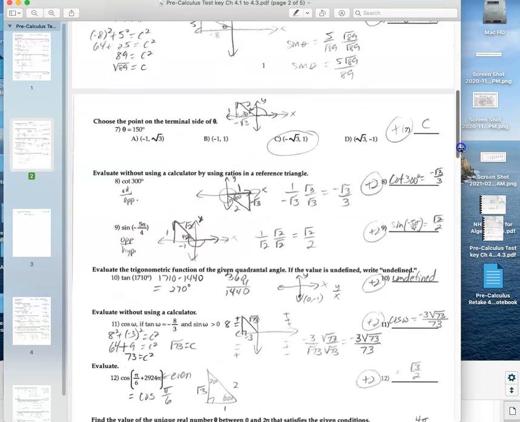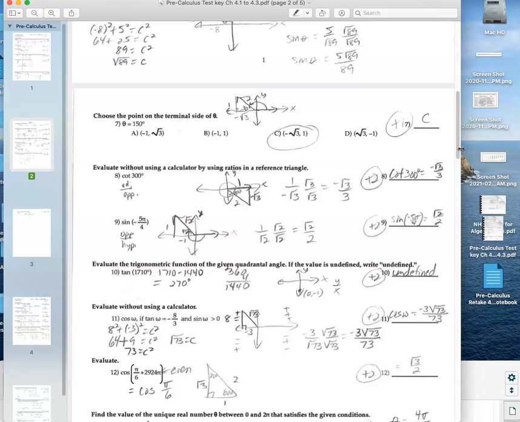Next up, evaluate without using a calculator by using ratios in a reference triangle. That tells us we're talking about 30, 60, or 45 as we look at these. So 8 says cotangent of 300. Again, you draw it and you realize, oh, my reference angle for my reference triangle is 60 degrees. Let me put my labels on that.